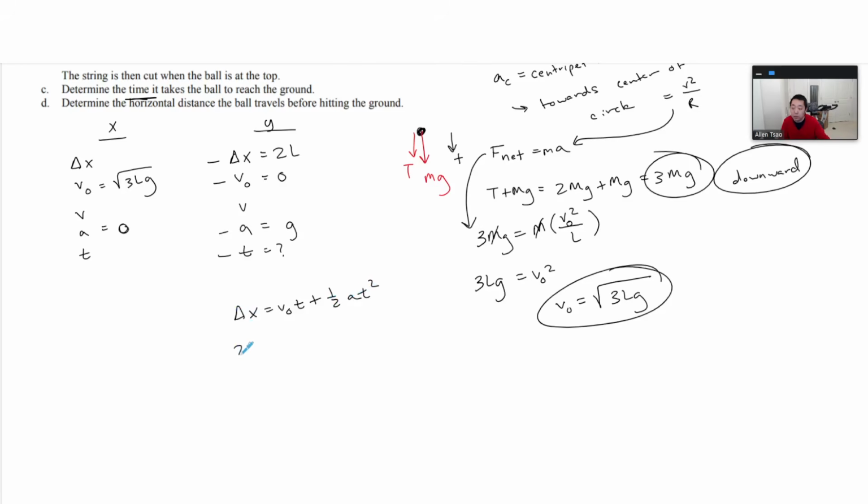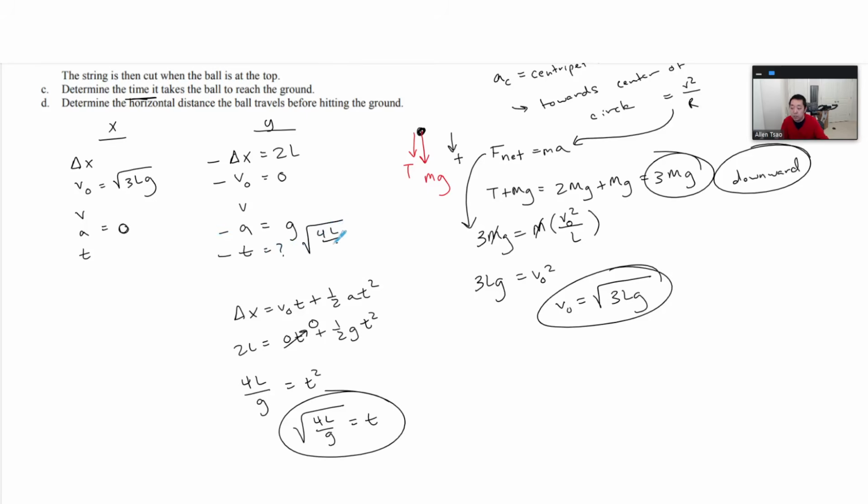So I just plug in 2L. This is 0 times t plus 1/2 gt squared. Anything times 0 is 0. Going to multiply by 2, divide by g. So that'd be 4L over g equals t squared. And then I just take the square root. Oops, the square root of 4L over g is equal to t. That's the time. We can move that to that side because the time is the same on both sides.